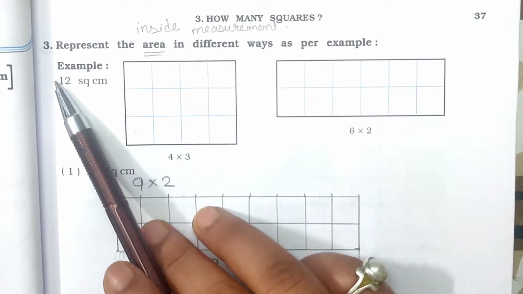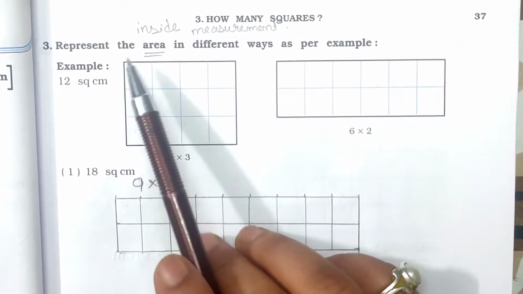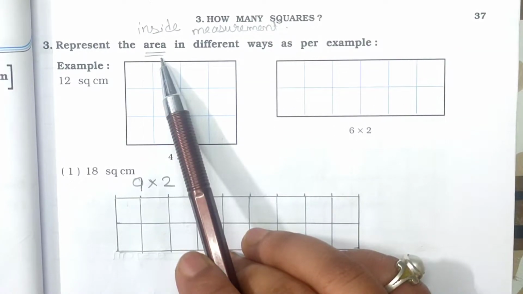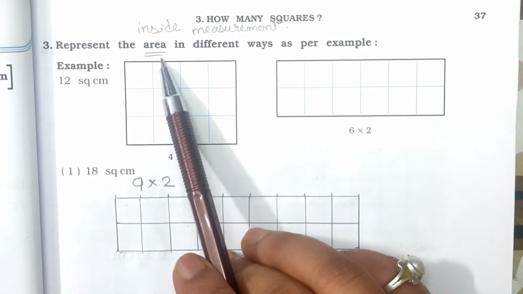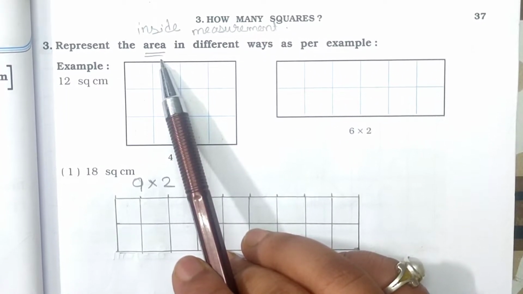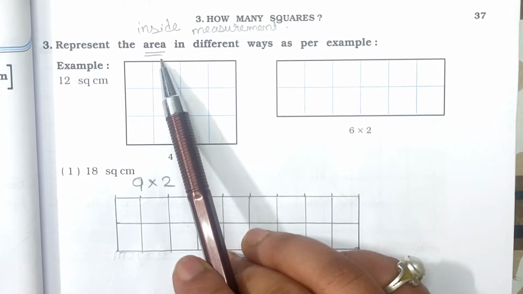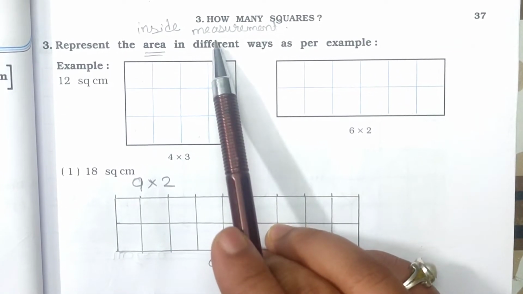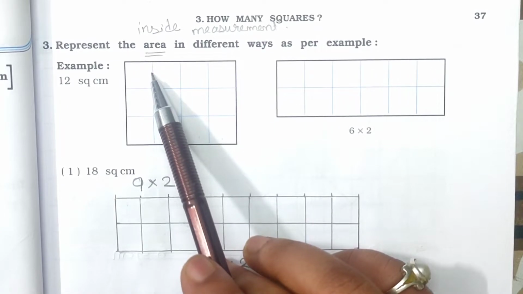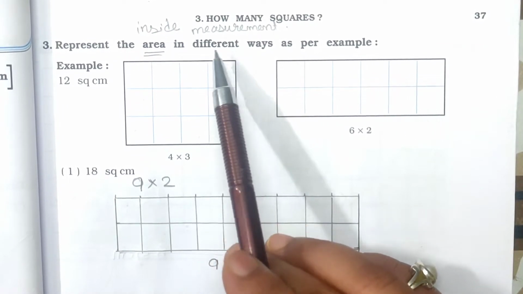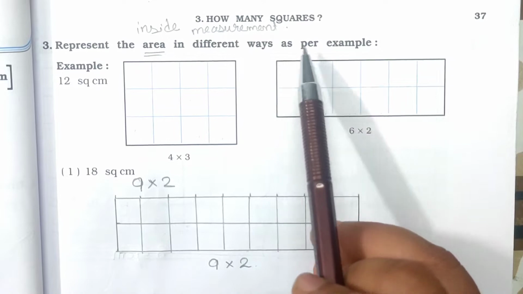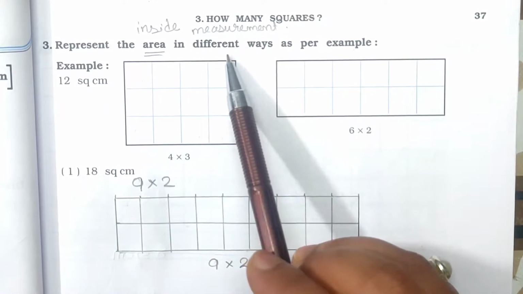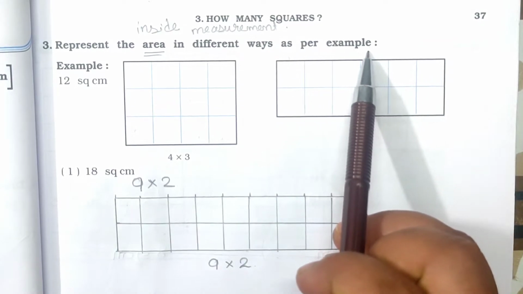See, first of all, read the questions. Represent the area. Okay, today we will study about the area. In the previous video, I have shown about the perimeter. Perimeter means outside measurement, and area means inside measurement. What you have to remember? Area means inside measurement. Represent the area in different ways as per the example.